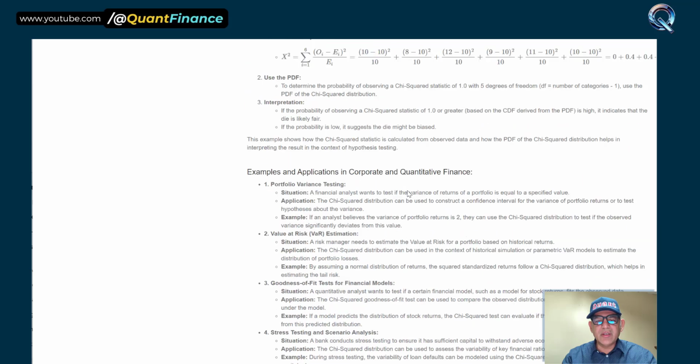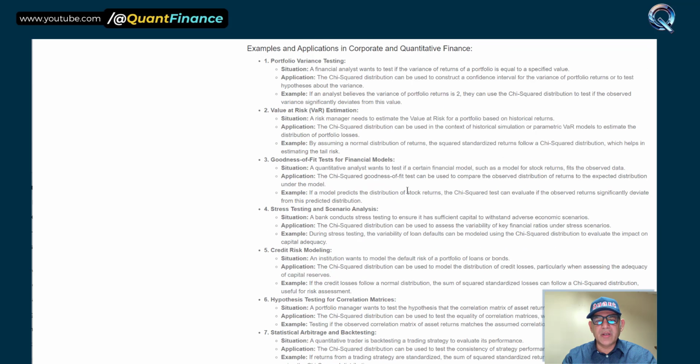This way you can also apply the chi-square distribution for calculating the value at risk. We know that VaR estimation in risk management is an important phenomenon, and the chi-square distribution can be used in the context of historical simulation or parametric VaR models to estimate the distribution of portfolio losses.